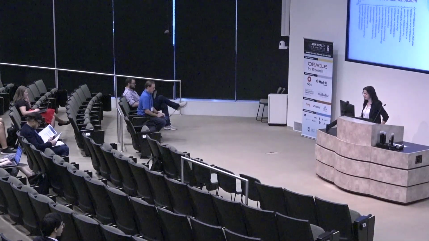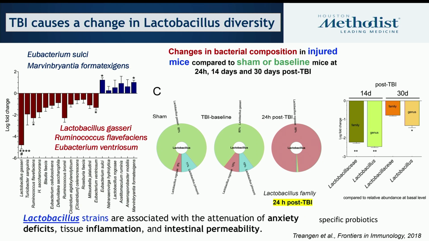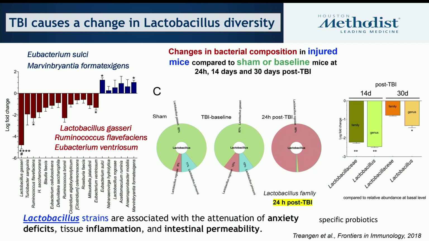Lactobacillus was the most predominant species that was decreased systematically after inflammation, after trauma. We know from neuroscience and neurological studies that Lactobacillus strains are associated with attenuation of anxiety and inflammation in the brain, and also intestinal permeability. So it makes sense that these strains were reduced after trauma, because the trauma per se can increase inflammation, intestinal permeability and cognitive decline.